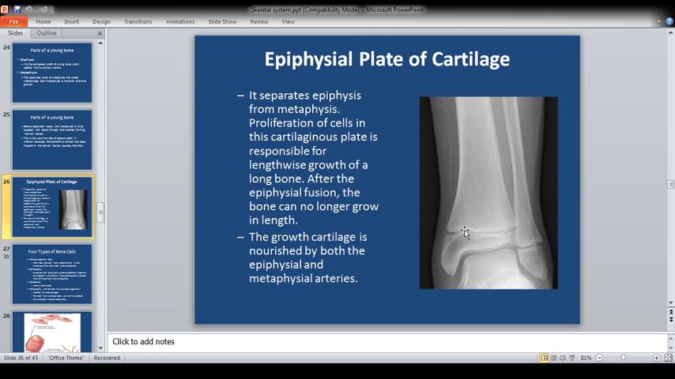Proliferation of cells in this cartilaginous plate is responsible for the lengthwise growth of a long bone. After the epiphyseal fusion, the bone can no longer grow in length. So at first this is present, which is producing cells and adding the cells to the metaphysis. So the metaphysis keeps on growing in length and the bone keeps on growing. The child keeps on growing in length. Then these cartilaginous cells would disappear and there would be no more bone growth. The growth cartilage is nourished by both the epiphyseal as well as metaphyseal arteries. Arteries of these are present and supplying blood to this growth plate.